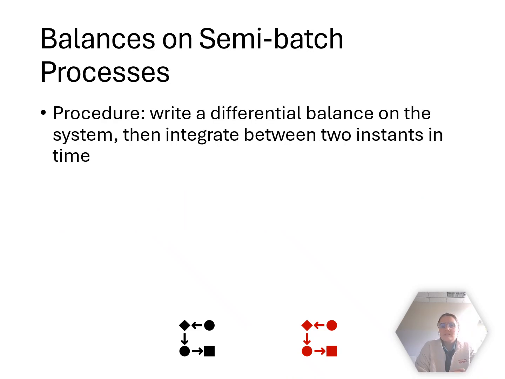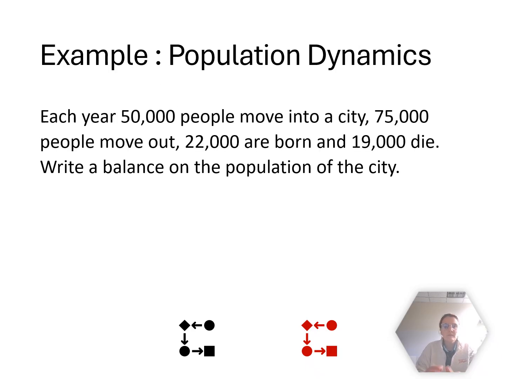When we do balances on semi-batch systems, the process here is to write a differential balance on the system and then integrate between two instants in time. Now, we're not going to see many semi-batch systems throughout the semester, but we are going to talk about the accumulation of volume in certain systems. So when it comes to semi-batch, we need to take a process that's a little bit different. So we'll go through that in detail as we need to for given problems.